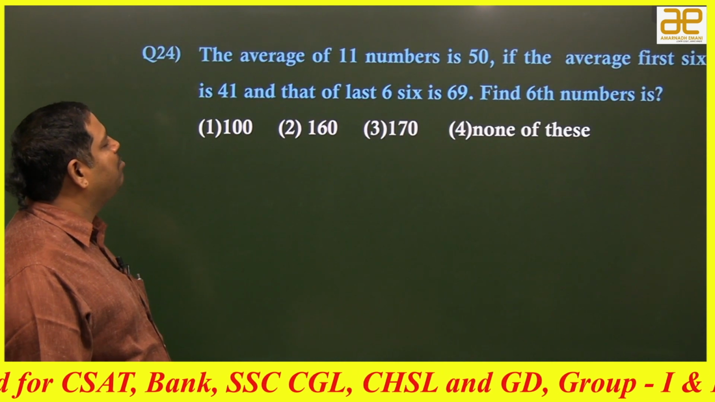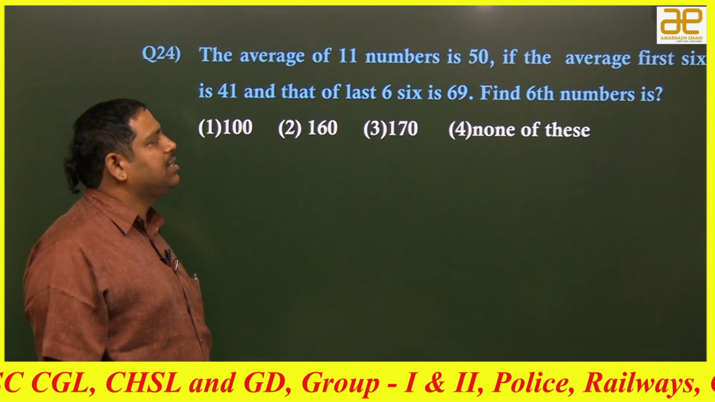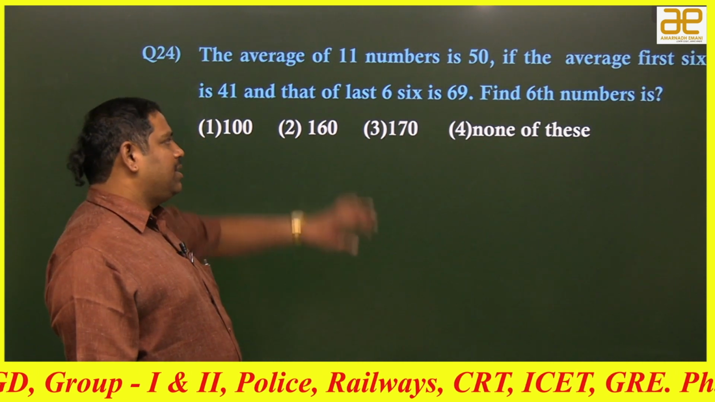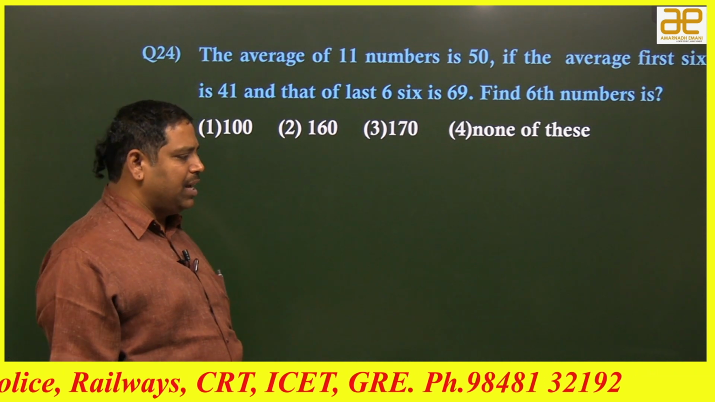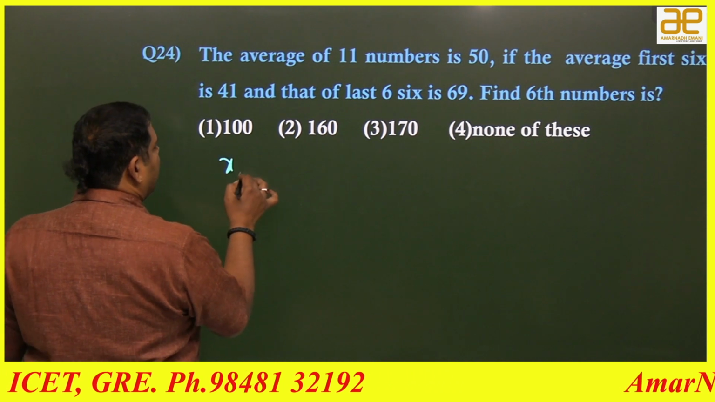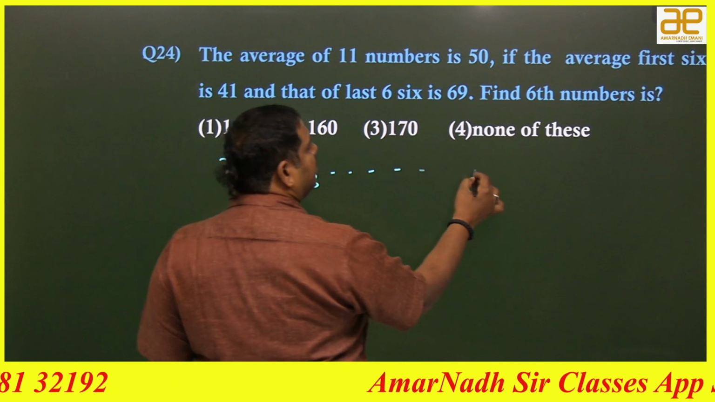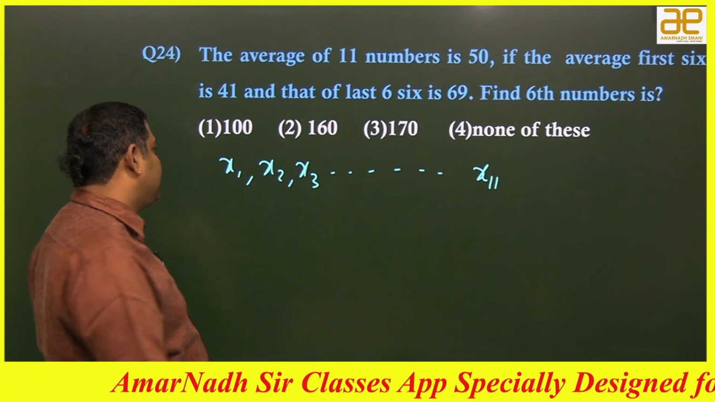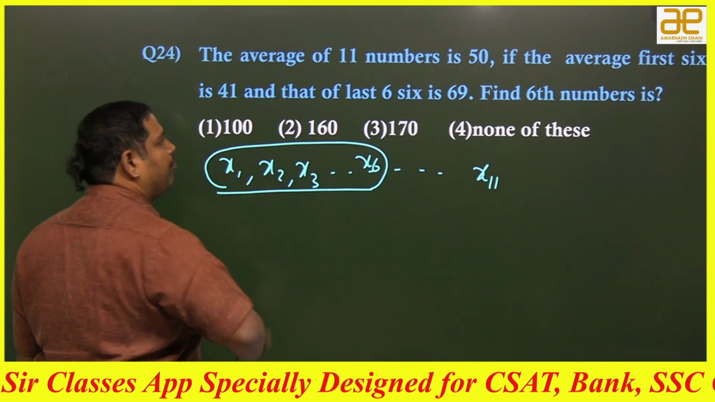The average of 11 numbers is 50. If the average of the first 6 numbers is 41 and that of the last 6 numbers is 69, find the 6th number. Yeah, this is a new question for you. We have to understand the question and do it. Okay. 11 observations are there here. Suppose the observations are x1, x2, x3, x4 and so on. Last one is x11. Average of the first 6 means x1 to x6. Its average he gave.